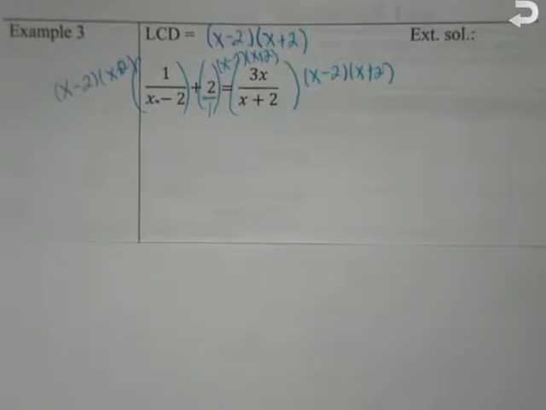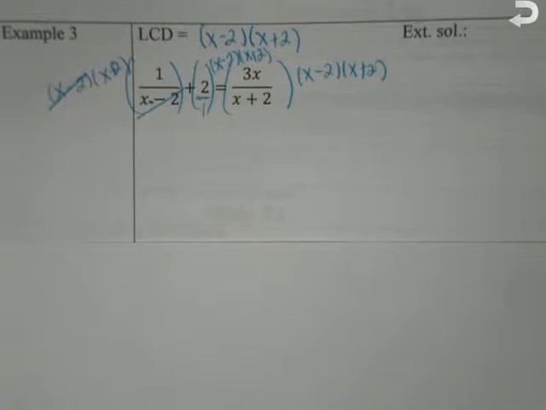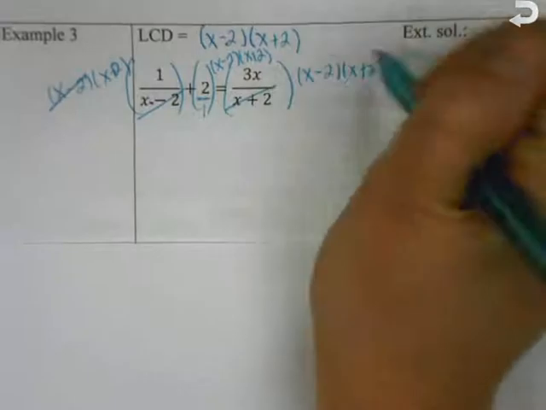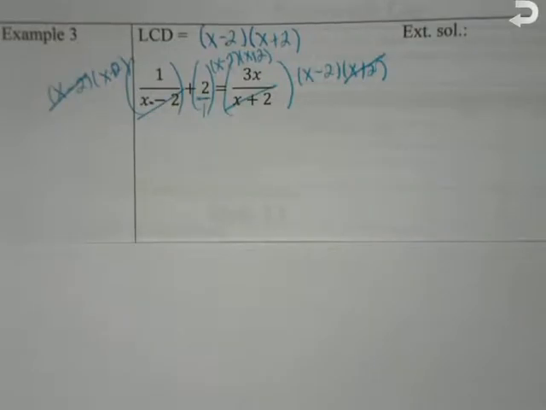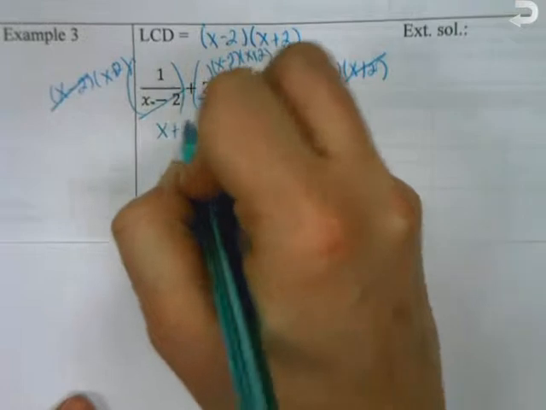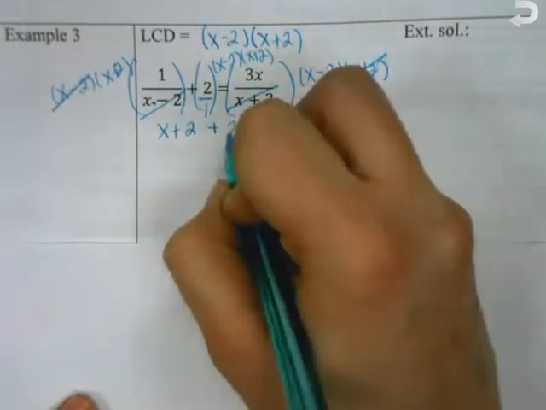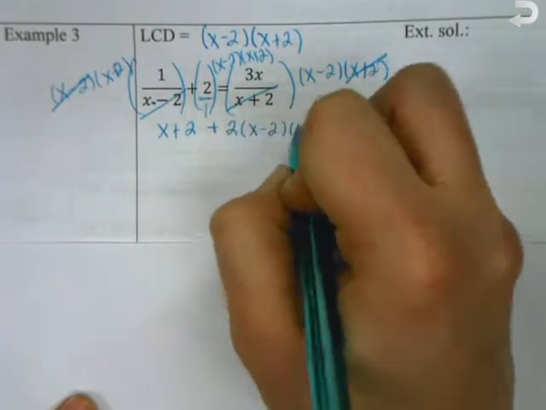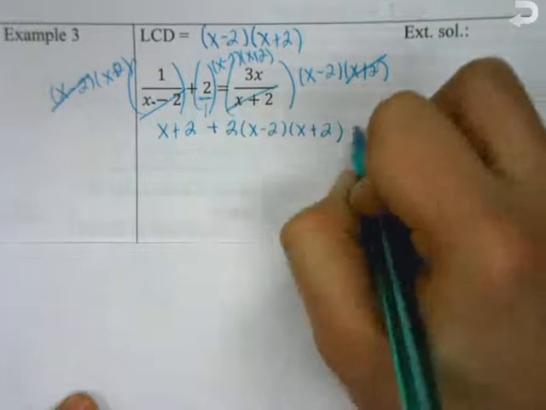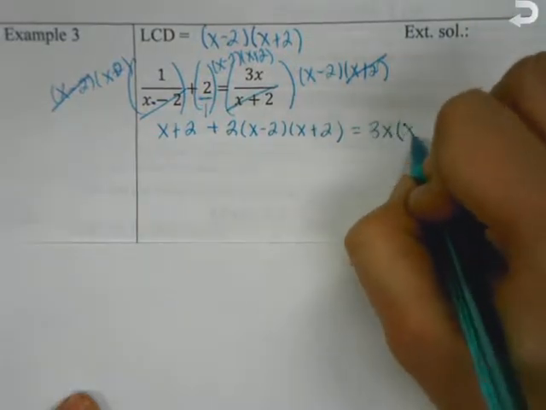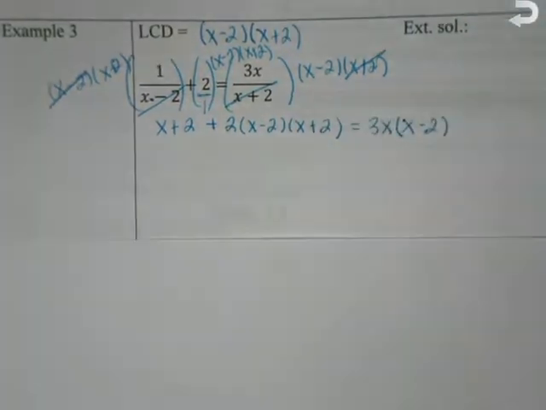But this is actually going to work out really nicely because look here. The x minus 2 cancel. Nothing cancels here, but here the x plus 2's cancel. So we will be left with x plus 2 plus 2 times x minus 2 times x plus 2 equals 3x times x minus 2. Do you distribute the 2s of both of those, or just the first one? What I would do for the next part is, instead of distributing first, I would do FOIL first, and then distribute.